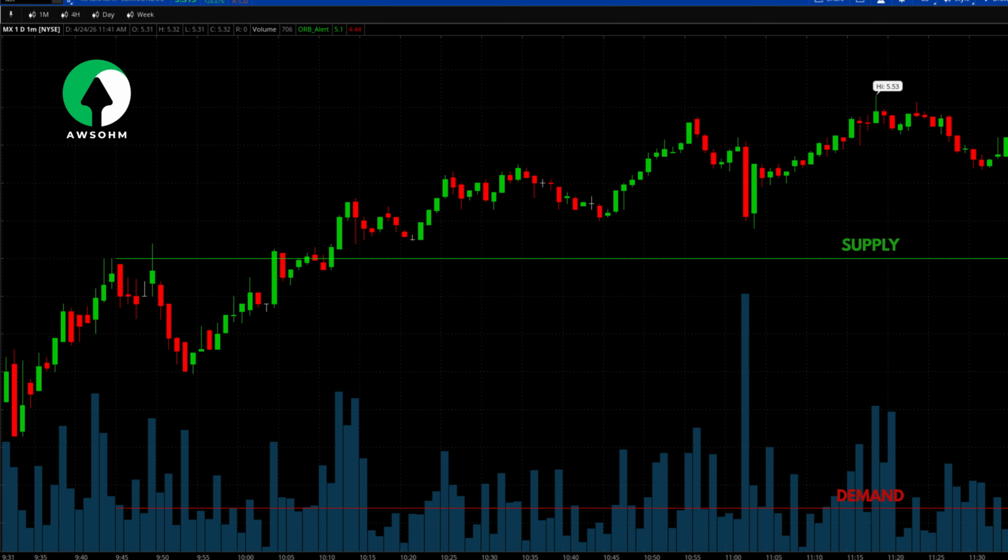4. Implementation tip. If you are coding filters for this, try using a script that highlights the initial balance, IB, the first hour of trading, relative to your higher timeframe supply and demand blocks. When the IB high or low touches an HTF, higher timeframe, zone, the probability of a trend day or a mean reversion day increases significantly.